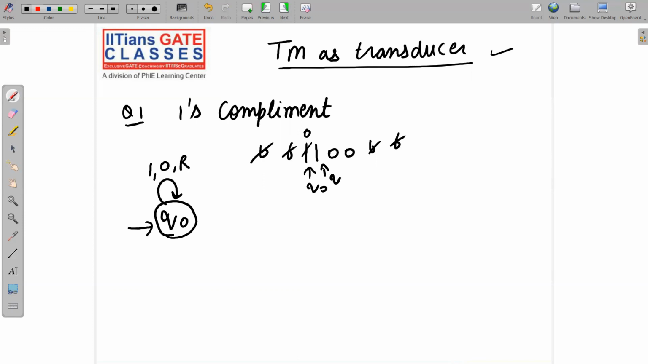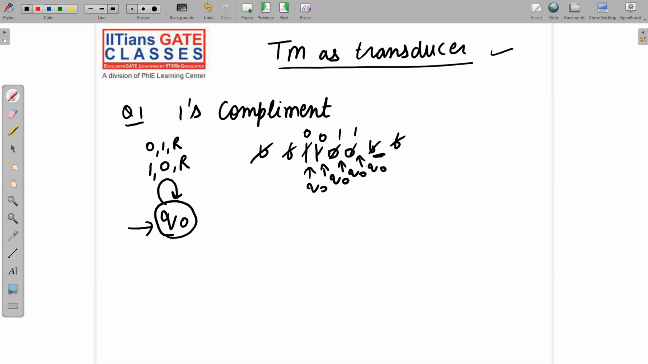So here Q0 will be here now. Q0 will read the 1, it will make it as 0 and move towards the right. Same move will be applied. Now Q0 will read the 0. So now 0 will become 1. If Q0 reads 0, it will make it as 1 and move towards the right. Again Q0 will read the 0, make it as 1, and move towards the right.